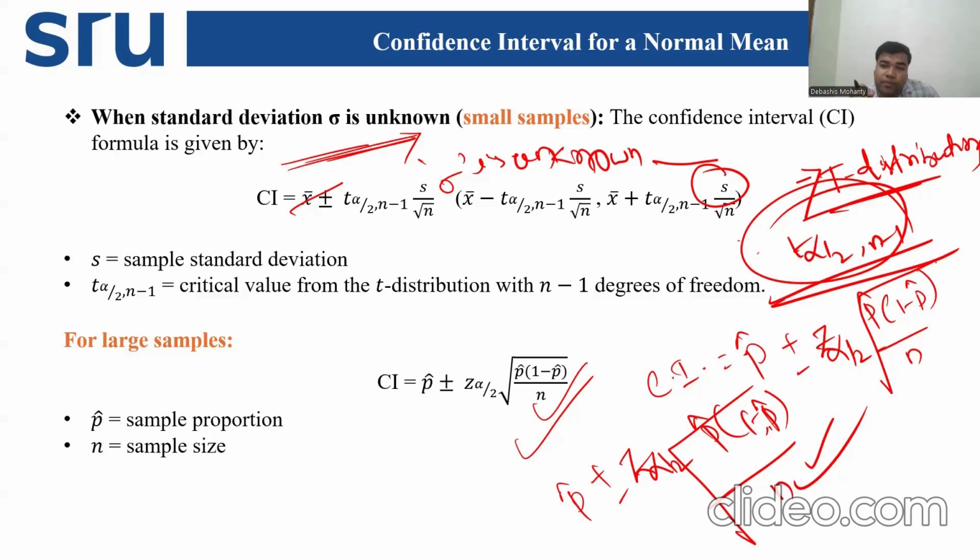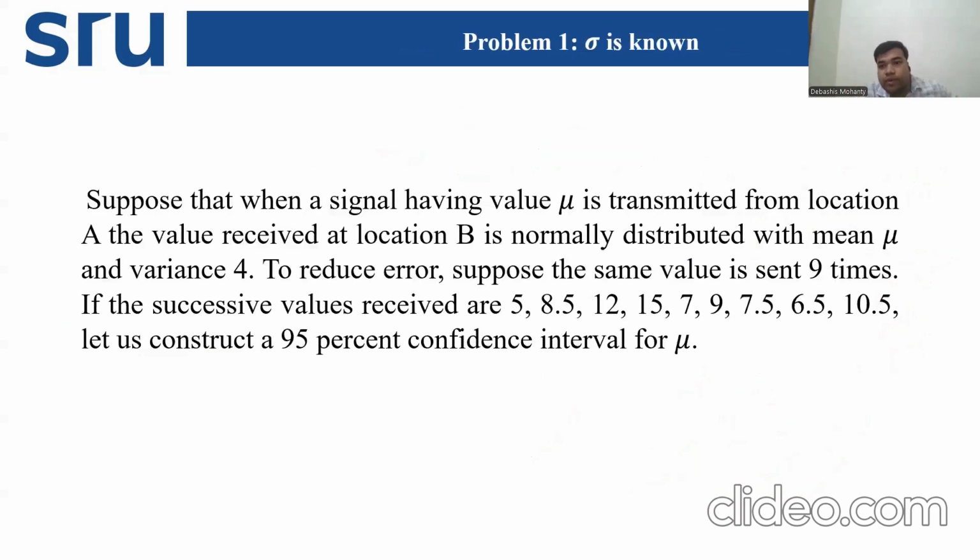From the question, you have to know which formula we have to apply. If the standard deviation is known to us, then x bar plus or minus Z alpha by 2 into sigma divided by square root of n. If it is unknown, then we have to apply the T distribution. Just remember the T distribution. And if the sample is large, the sample proportion we have to calculate with respect to the sample size, right? Okay.